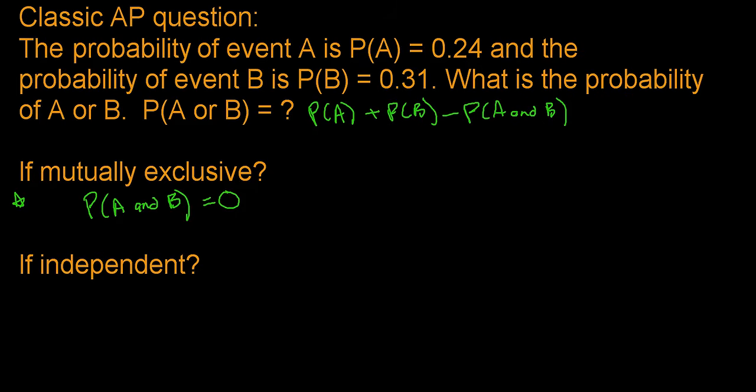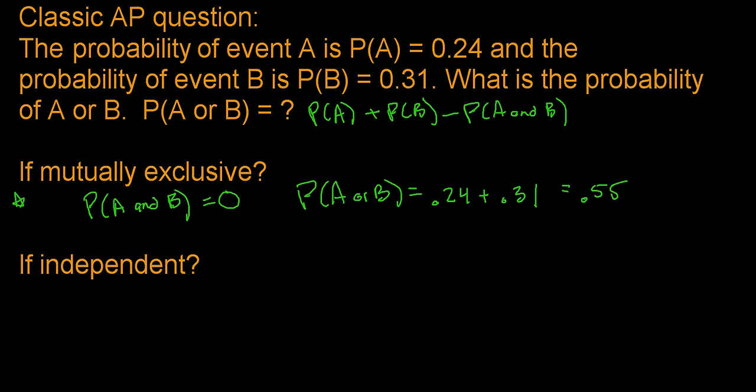So if that's true, to find the probability of A or B, it's actually quite easy. I'm just going to take the probability of A, 0.24, plus the probability of B, 0.31, and I'm just going to add them together. What about the back part? Well, there is no back part because remember, the probability of A and B is 0. So I just add these together and I get 0.55.